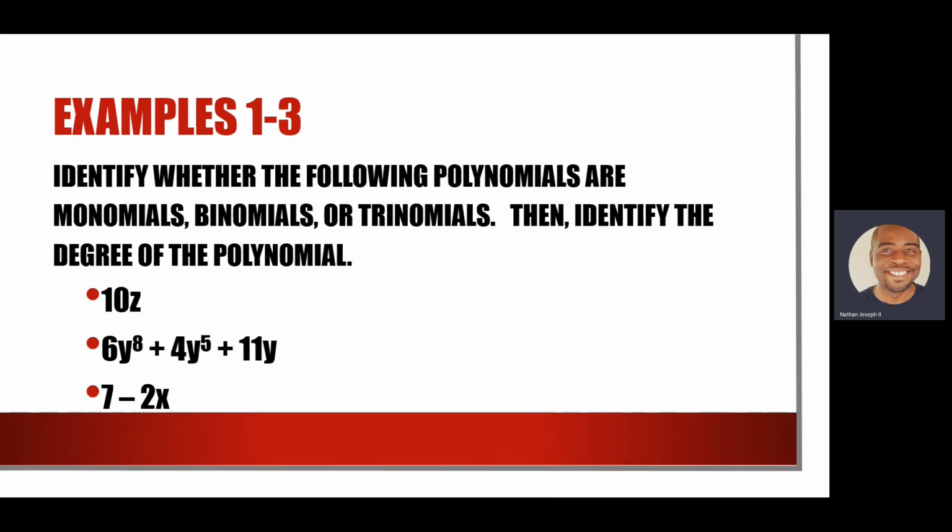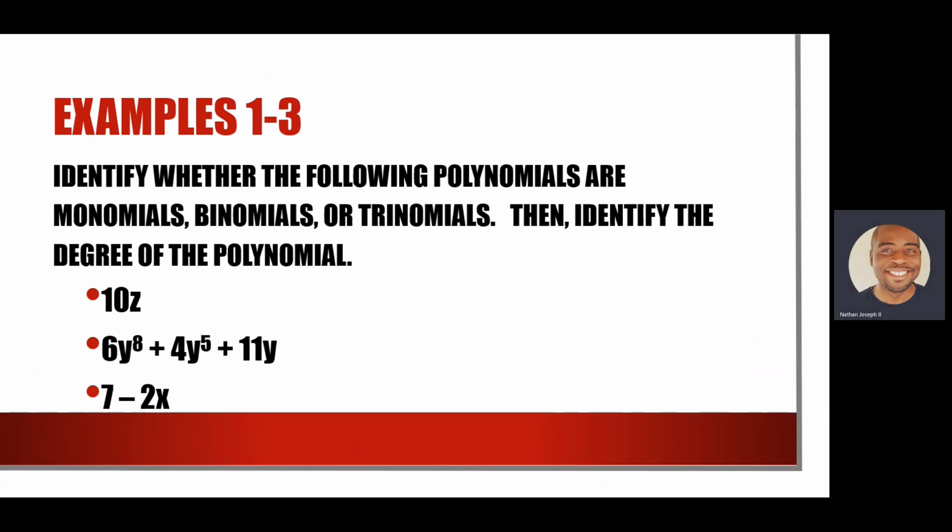Take a look at the first 3 examples that I have displayed here. It says, identify whether the following polynomials are monomials, binomials, or trinomials. Then identify the degree of the polynomial. So for example 1, I have the term 10z. Since there is only 1 term in that polynomial expression, that is a monomial.